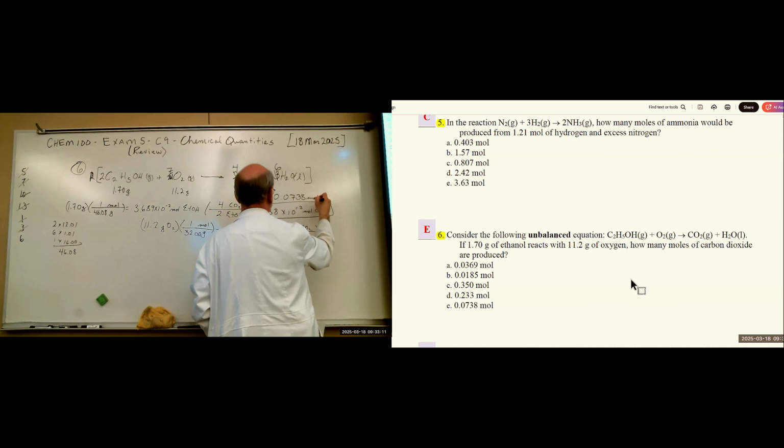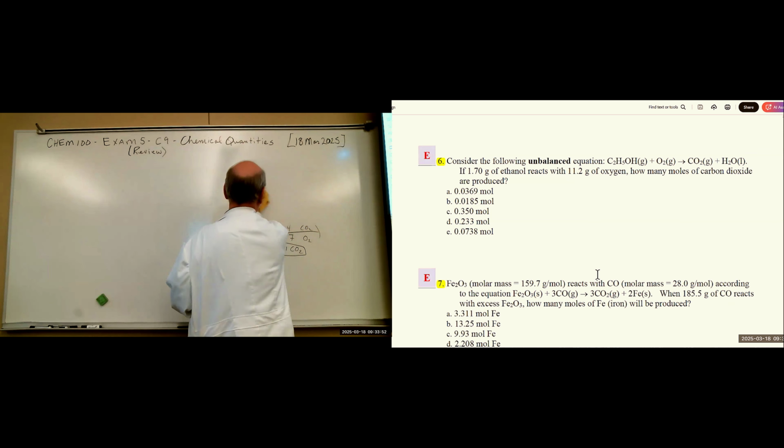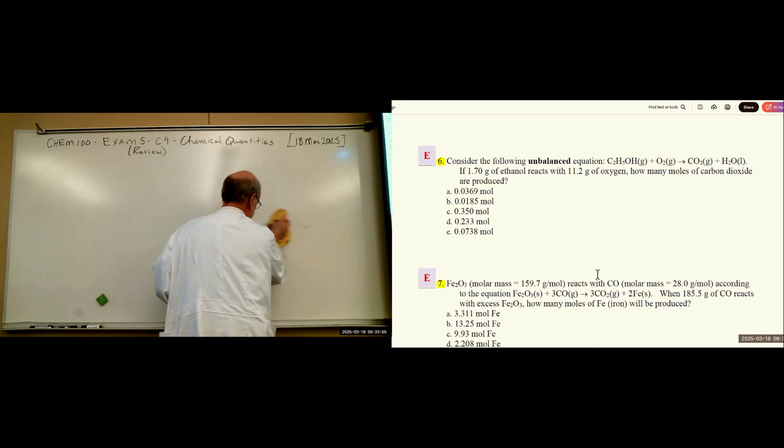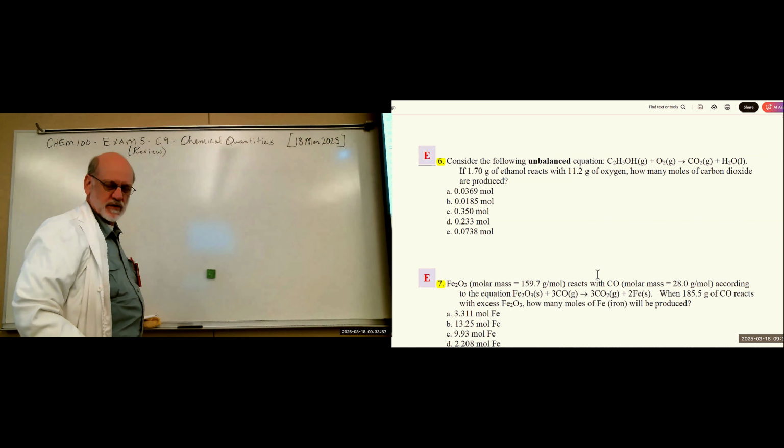Just as a reminder, what are we doing? There's a one-word answer for what we're doing here. Everything we're doing is called stoichiometry. We already did 7, I believe. Yeah, we did 7 already. We also did 10. We did 13. I shouldn't have erased them. So let's see. The next one I have marked is 18.